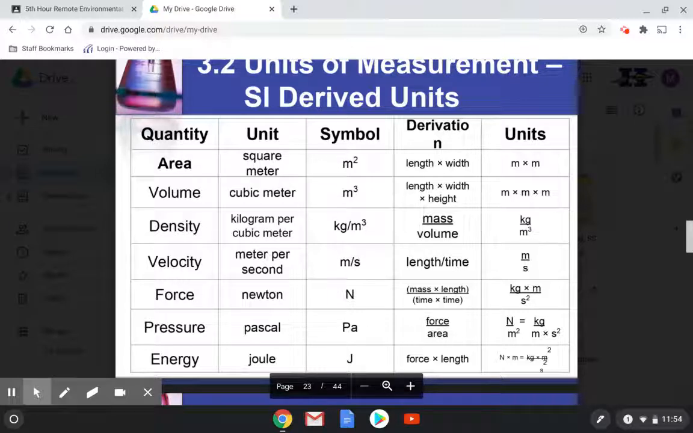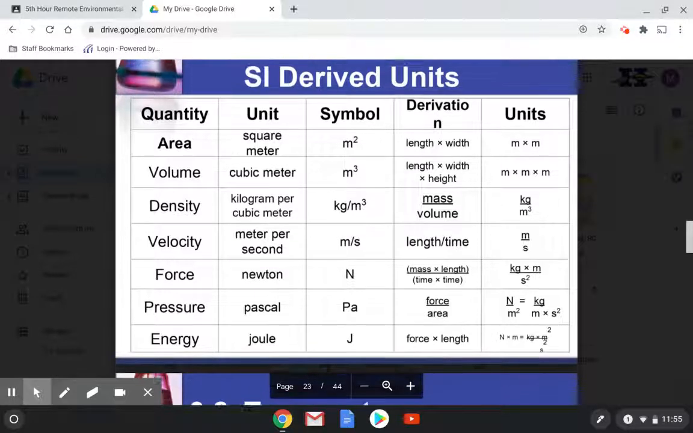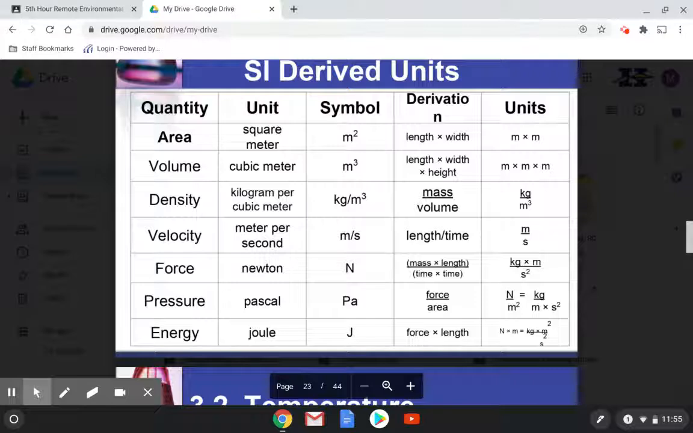Force, the unit for force is going to be newtons. And so the symbol for that is going to be N. How to derive that would be mass times length divided by time squared. And so in the units, it's going to be kg times m divided by s squared.